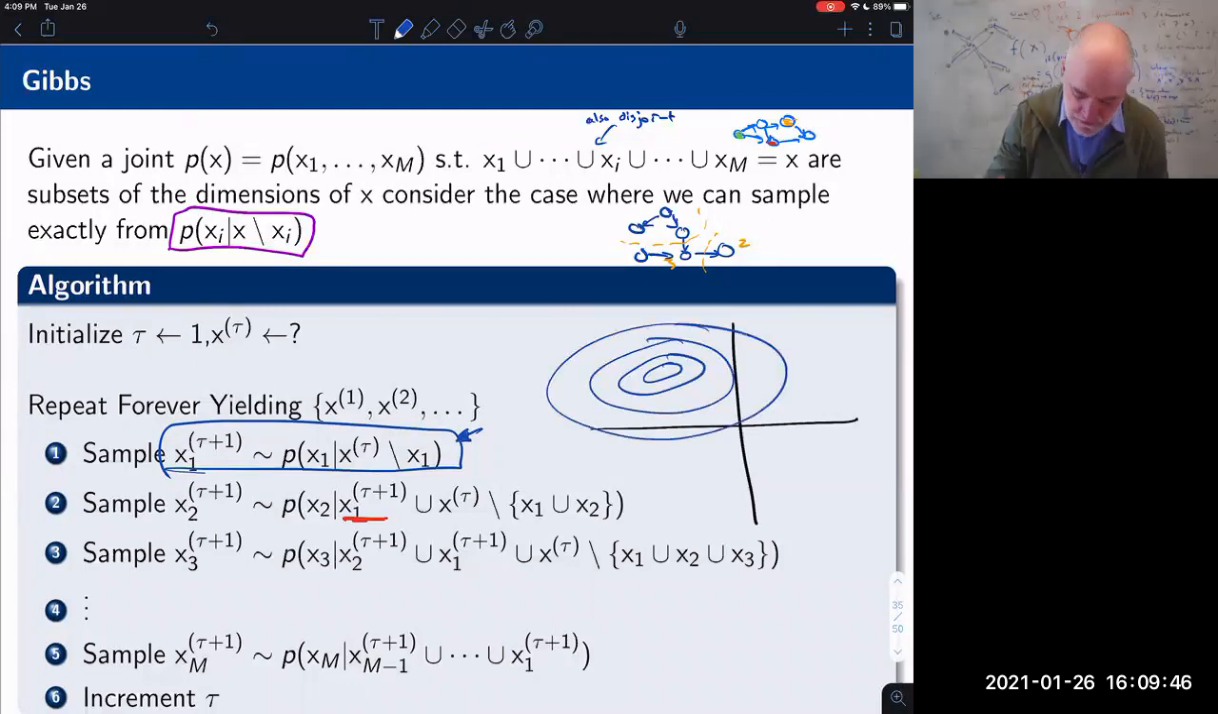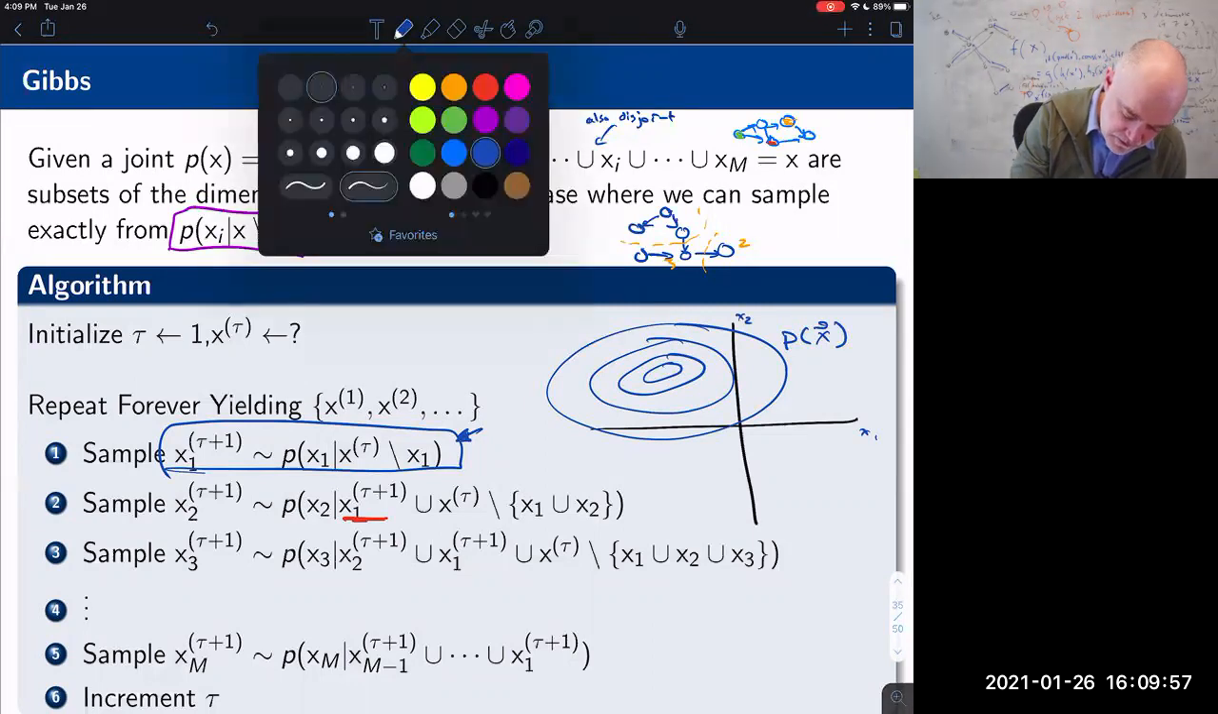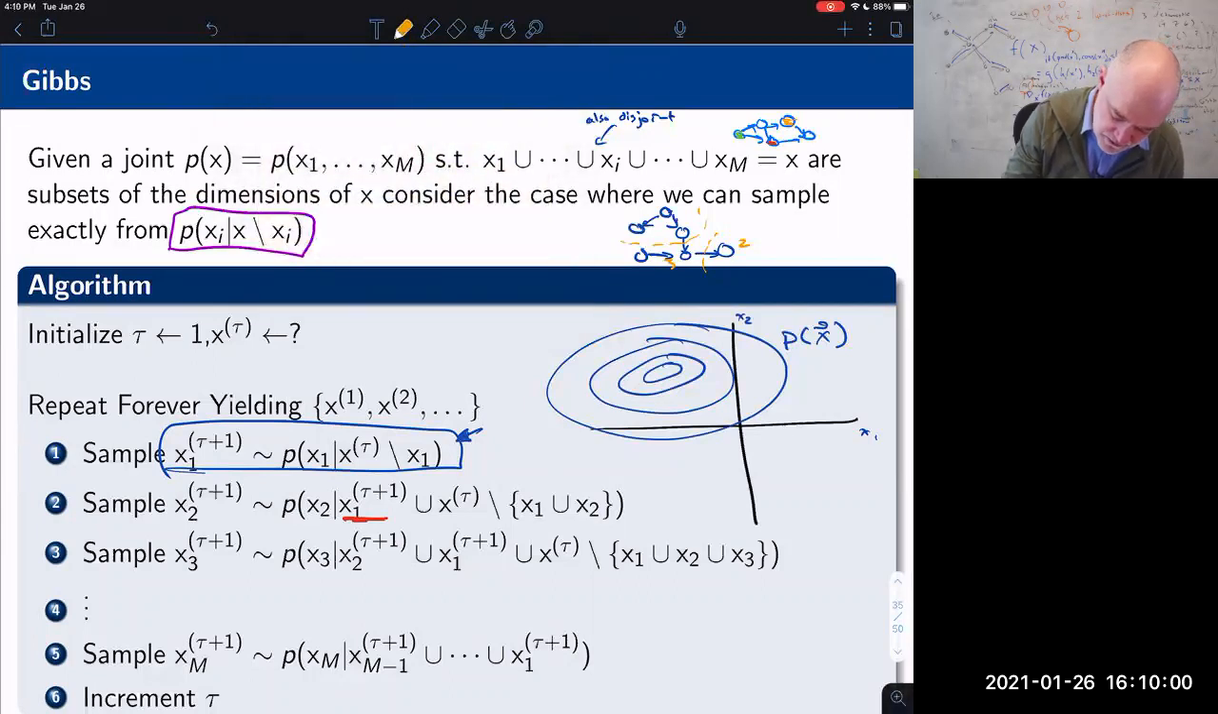The sample trajectories, I'm just going to go with a unimodal distribution here. So this is going to be P of X, and this will be X1, X2. The sample trajectories look different. So if we put X tau here, there are two subsets that you could have, X1 and X2 of X. The first thing would be to sample X1 conditioned on the value of X2. So what is that conditional distribution here?